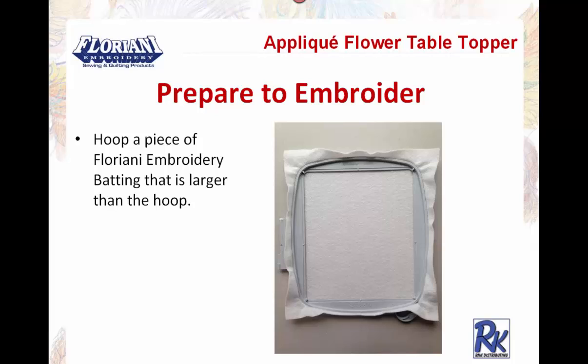Okay, so let's get ready to embroider. The first thing you're going to do is hoop up a piece of Floriani embroidery batting that's larger than the hoop. Make sure you get it nice and tight in the hoop. You don't need any other stabilizer for this particular design, especially if we're going to use Floriani embroidery batting.